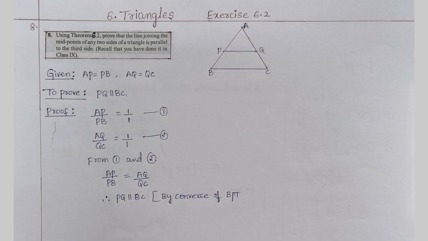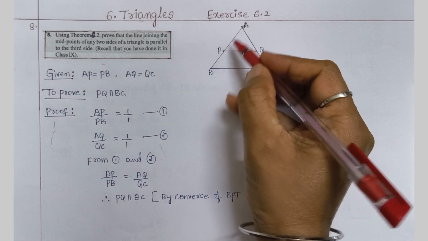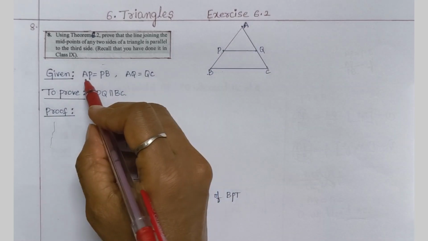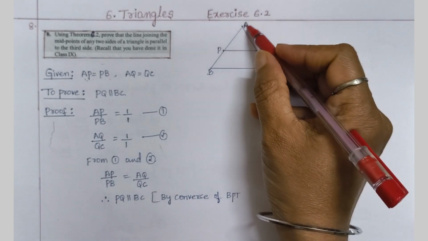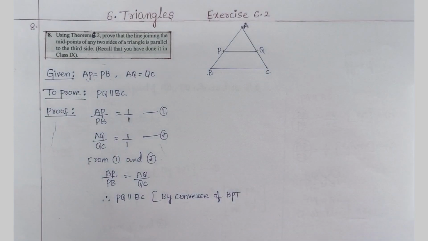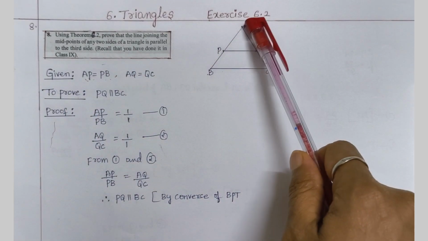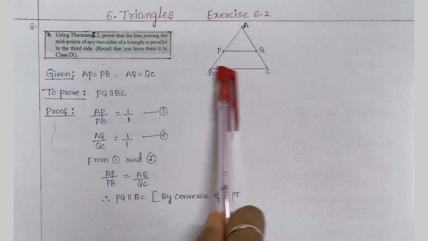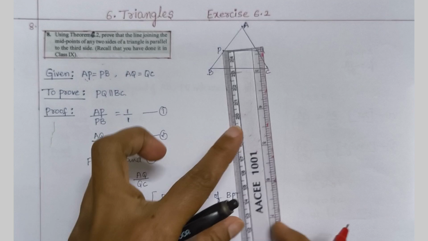Okay. Now see here, what is given? We have to write it. See here, this is the midpoint. Midpoint means what? AP and PB are the same measurement, so you can write AP equal to PB. This is also a midpoint. Midpoint means what? AQ is equal to QC. So in the given you write AP equal to PB and AQ is equal to QC. Now we have to prove what? These two lines are parallel: PQ parallel to BC. Given is over.